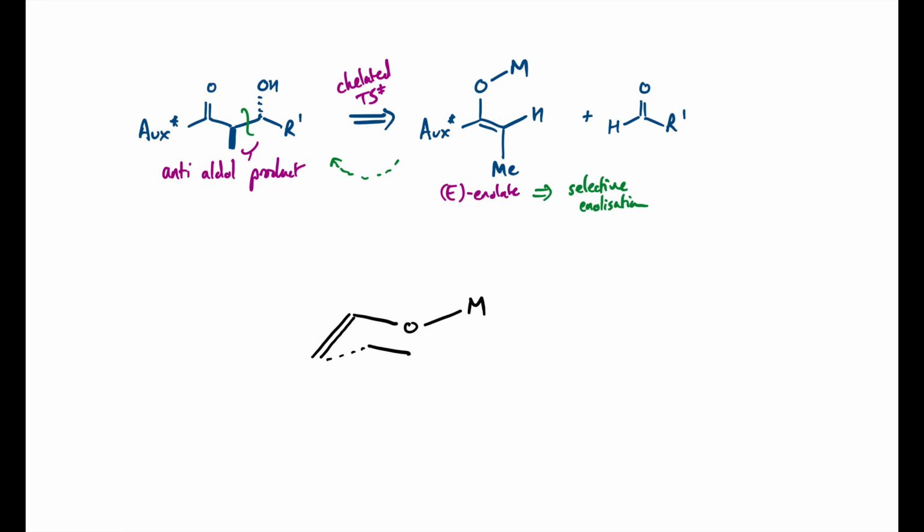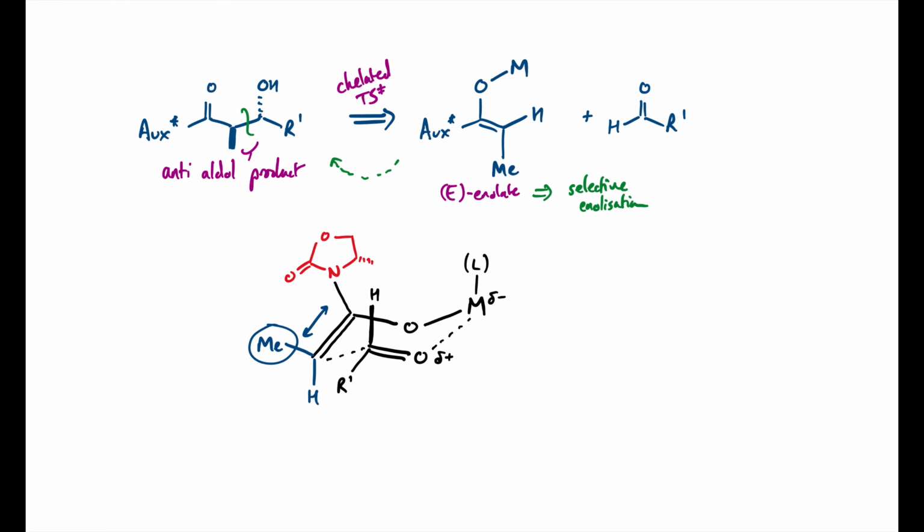If I just draw in my transition state core again, I now have a slightly different situation because my methyl group is in a different place on my enolate. And this is going to cause us some grief because it's quite bulky and being held coplanar to this bond, which is where the auxiliary is going to live. So for example, if we try to use the Evans auxiliary, we start to get into a bit of a problem because all of this is going to start clashing.